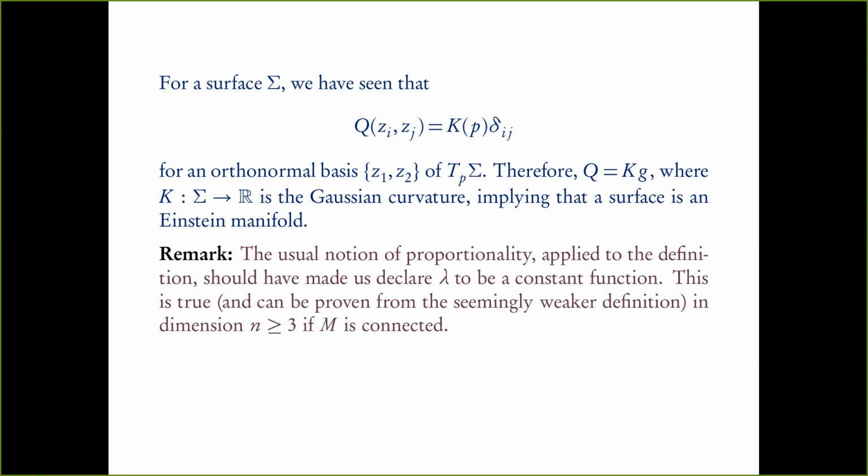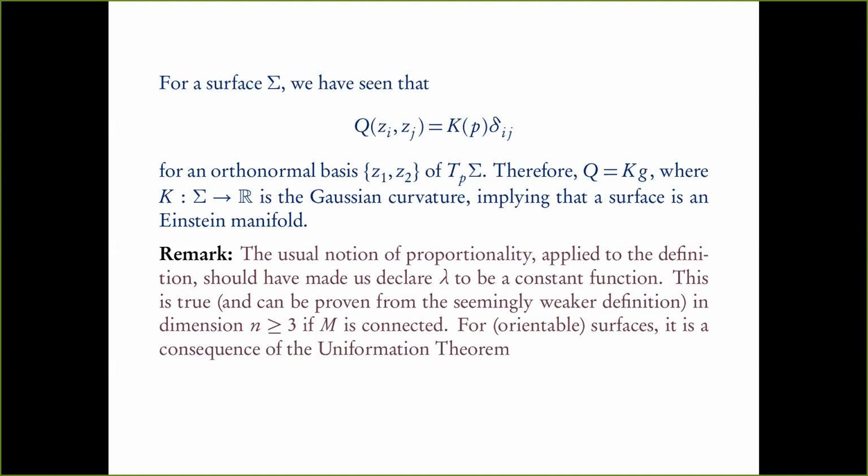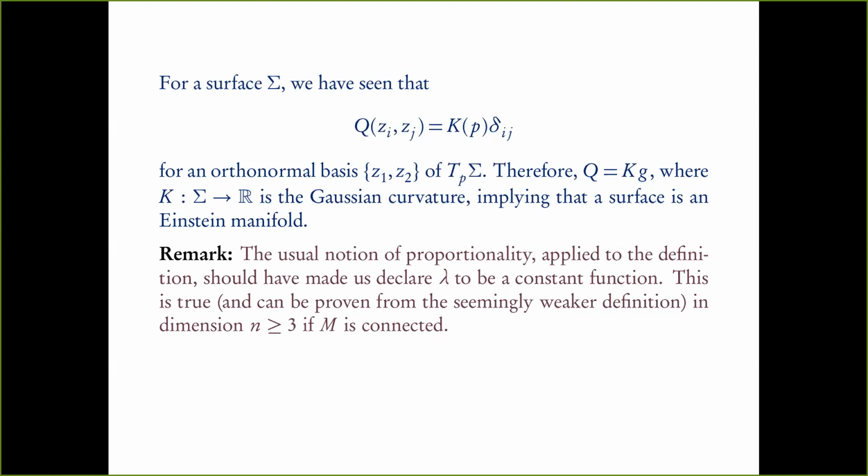In fact, you can show that if there is a function lambda for which Q equals lambda G, and the manifold has dimension at least 3, and if the manifold is connected, then lambda is a constant function. This is something you can show. And actually there's an exercise in do Carmo's book where he highlights the steps needed to prove this. If you're interested, you should go and try to prove that. I'll not prove it, but this can be proven. So the upshot is that for manifolds of dimension bigger than or equal to 3, you can take either one of the definitions to be the definition of an Einstein manifold.